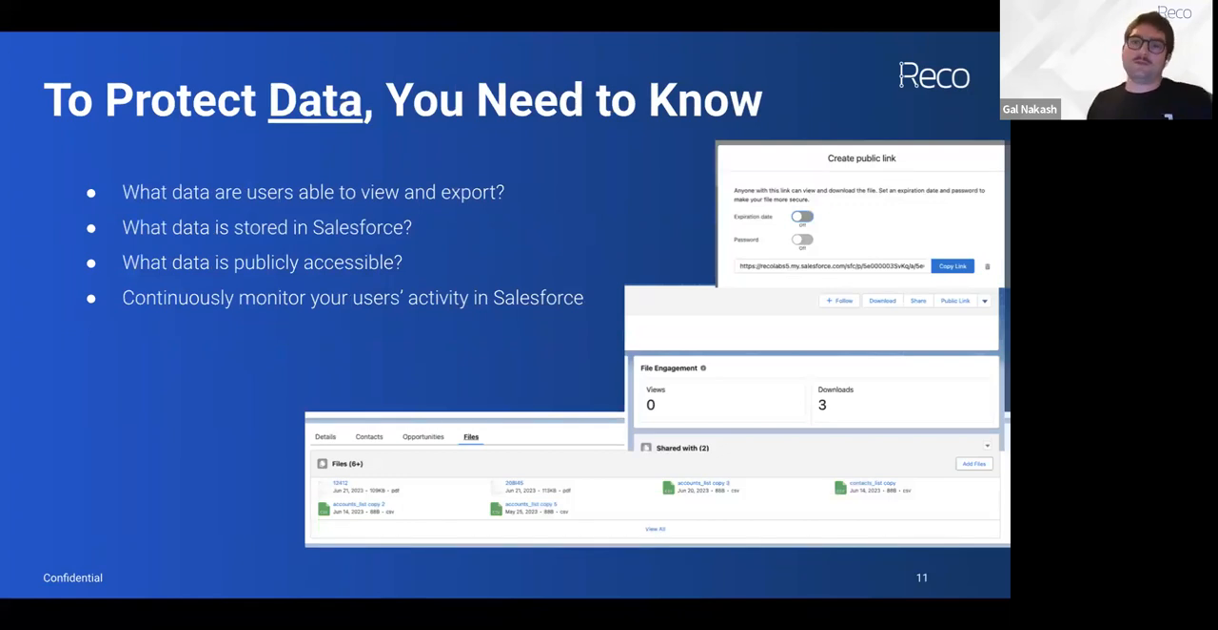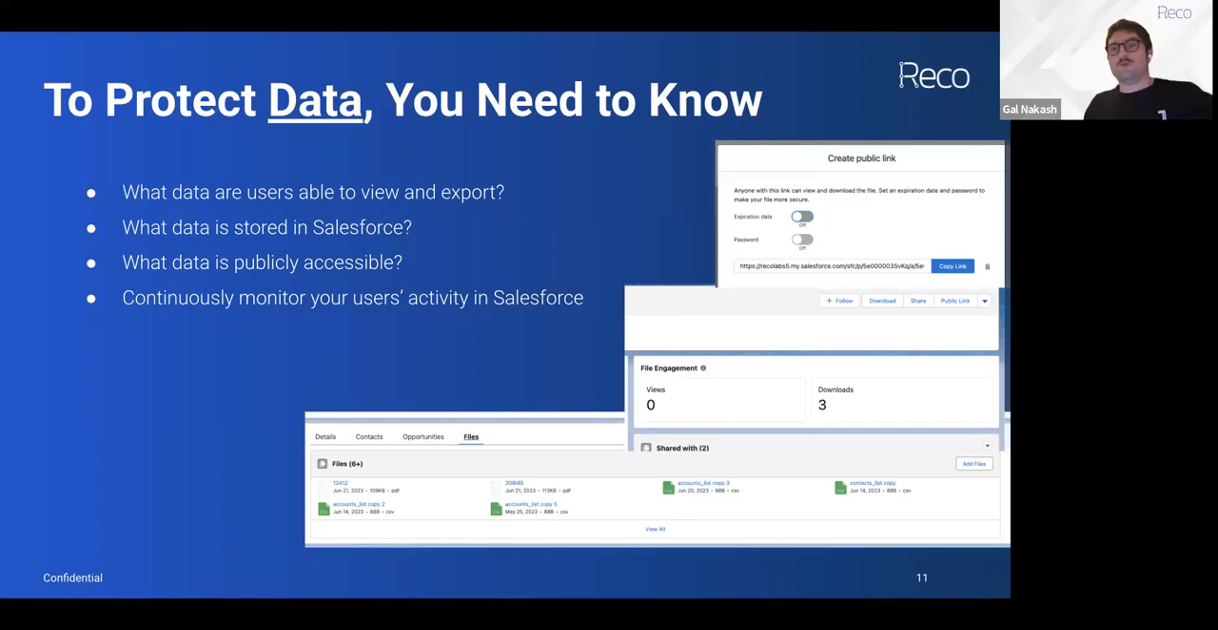And of course, we want to limit the access to Salesforce to protect our data. It's all about the data. And to protect data, we need first of all to understand what data users are able to view and export. What data is stored in Salesforce, for example.